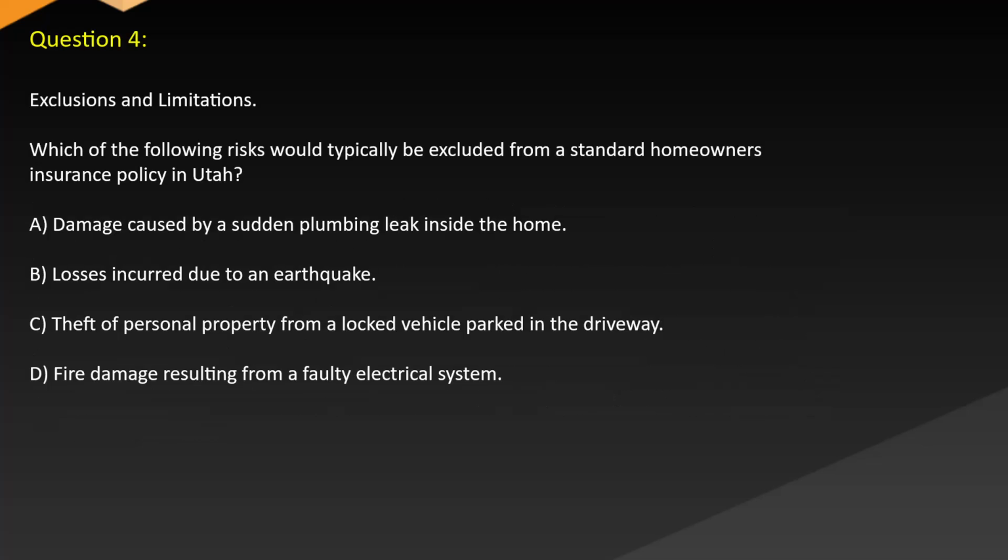Question 4. Exclusions and limitations. Which of the following risks would typically be excluded from a standard homeowner's insurance policy in Utah? A. Damage caused by a sudden plumbing leak inside the home. B. Losses incurred due to an earthquake. C. Theft of personal property from a locked vehicle parked in the driveway. D. Fire damage resulting from a faulty electrical system.